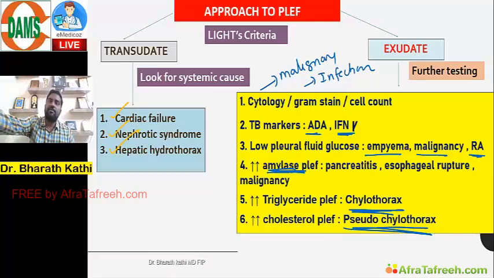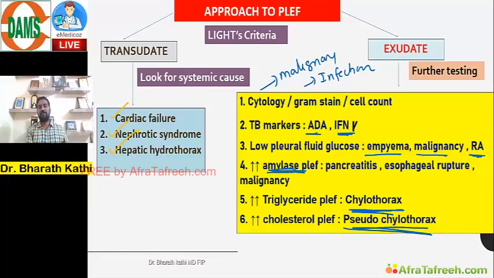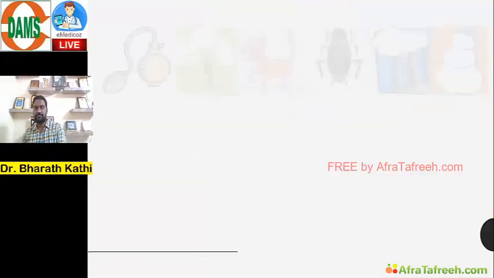So this is an algorithm which will tell you how to evaluate a pleural effusion. Based on Light's criteria, transudate, exudate. If it is transudate, look for a systemic cause. If it is exudate, you need to do further testing to find out the reason.